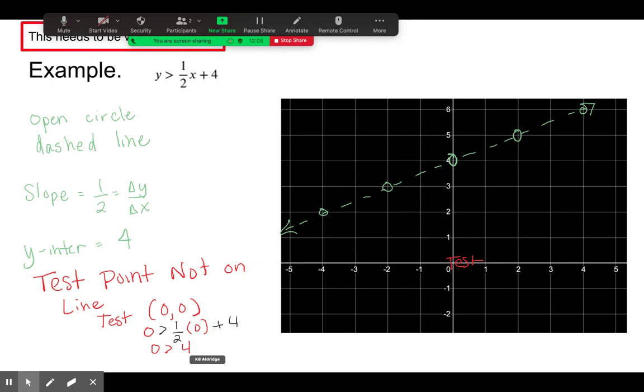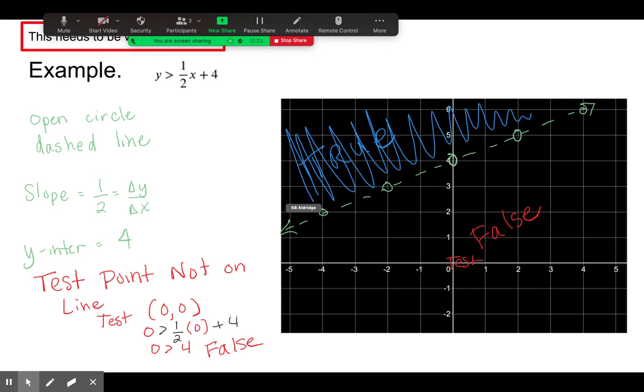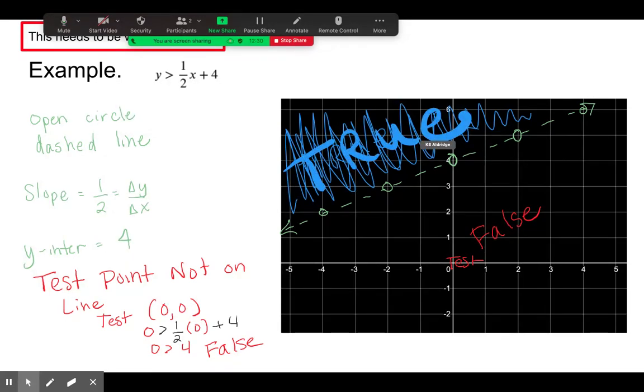That is false. So I know if it's false on this side, it must be true on the other side. If it's true here, you shade above. Shade above. We shade above to indicate all of the points that are true. True. Nice. Take time to write that down. Hit pause if you need to.